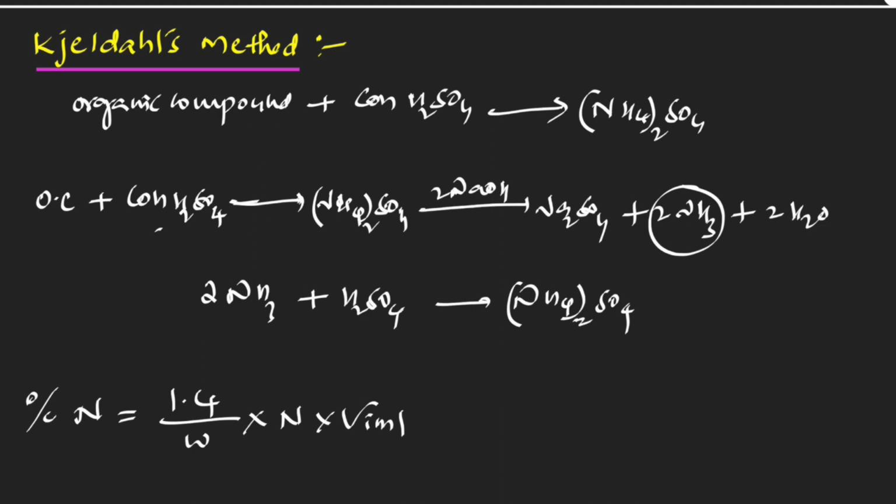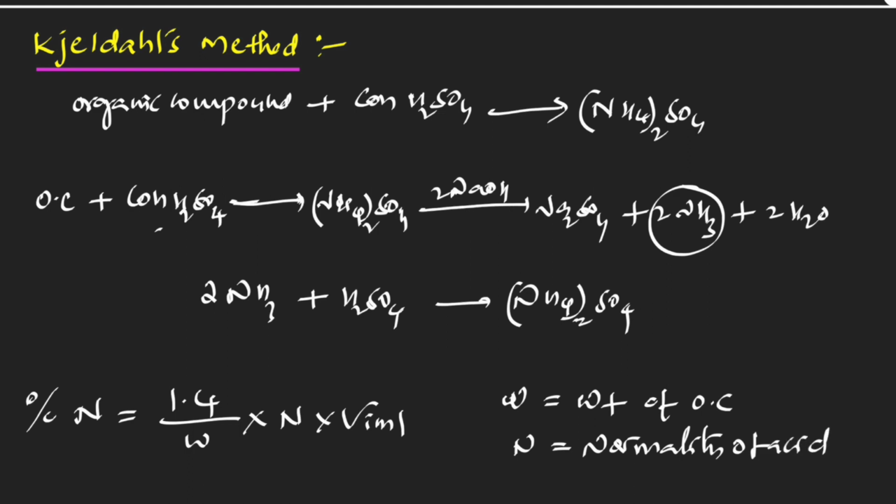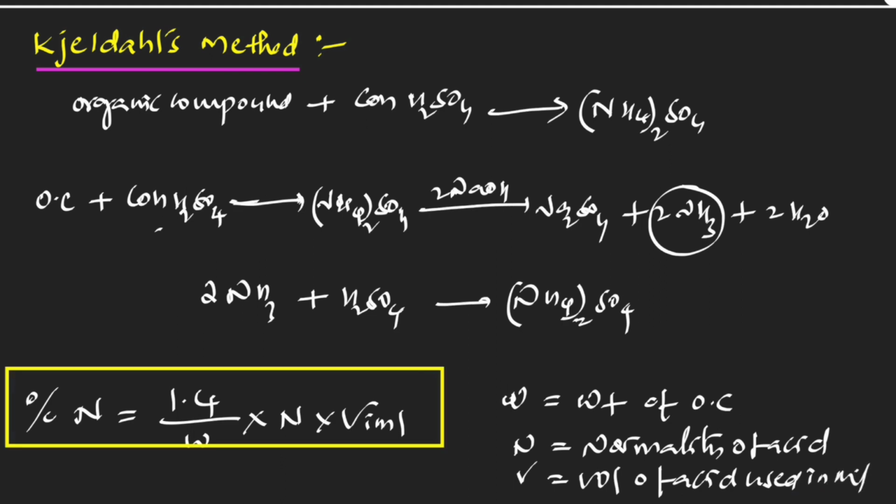Here, W is the weight of organic compound, N is the normality of acid, V is the volume of acid used, volume of acid used in ml. This is the principle to calculate percentage of the nitrogen equal to 1.4 divided by W into N into V in ml.